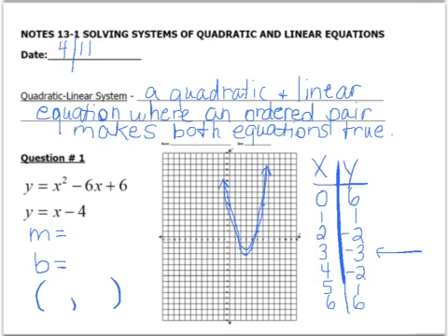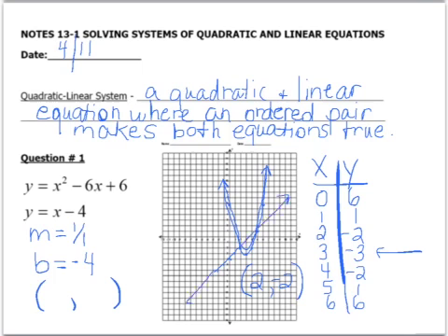Y equals x minus 4 is a linear equation, so it's a straight line. The slope is 1/1, and the y-intercept is -4. So starting at -4, I'm going to count up 1/1, up 1/1. On the third point that I plot, you'll see that you're intersecting the parabola at 2, -2. And so that is the solution to this quadratic and linear equation.